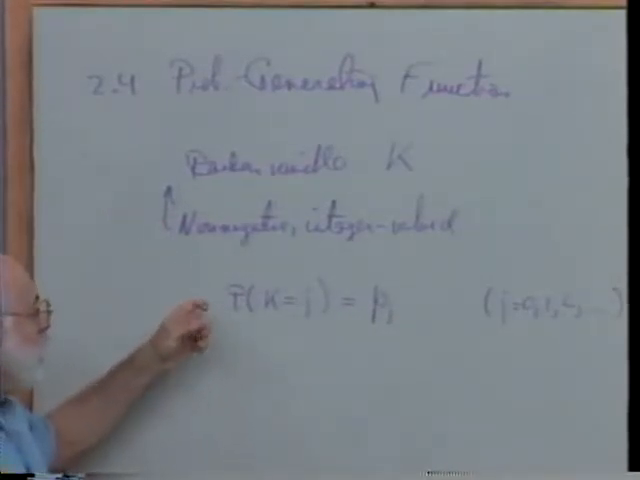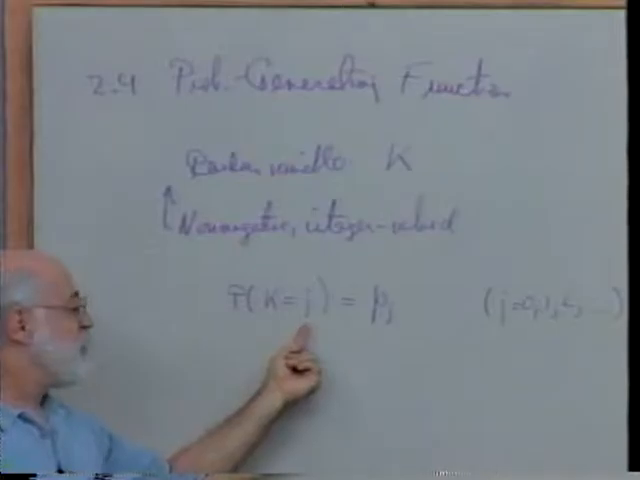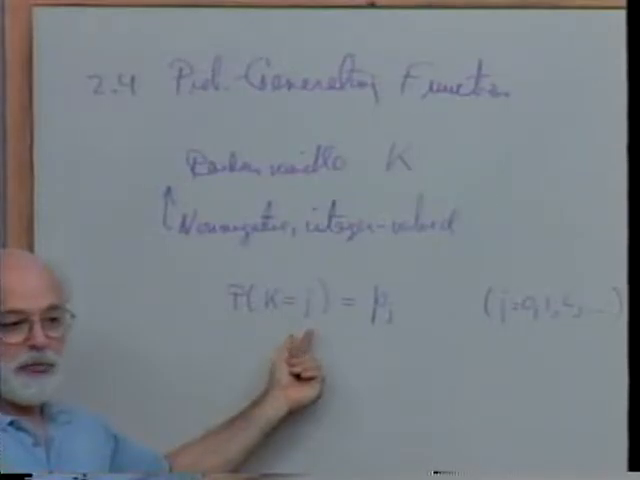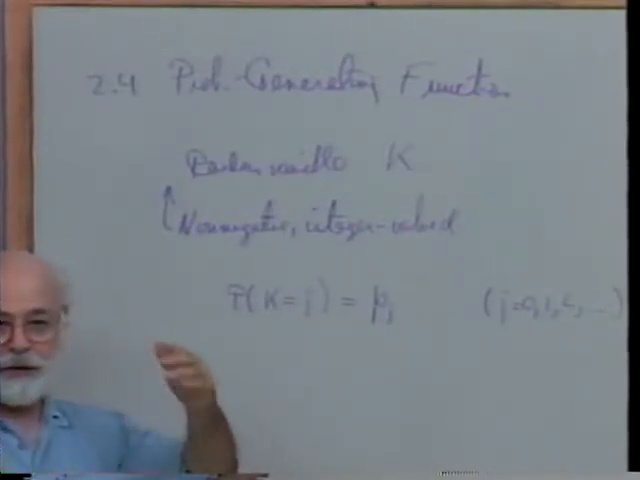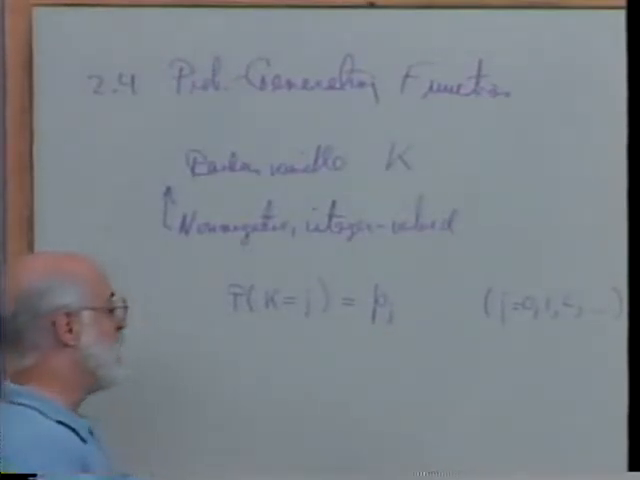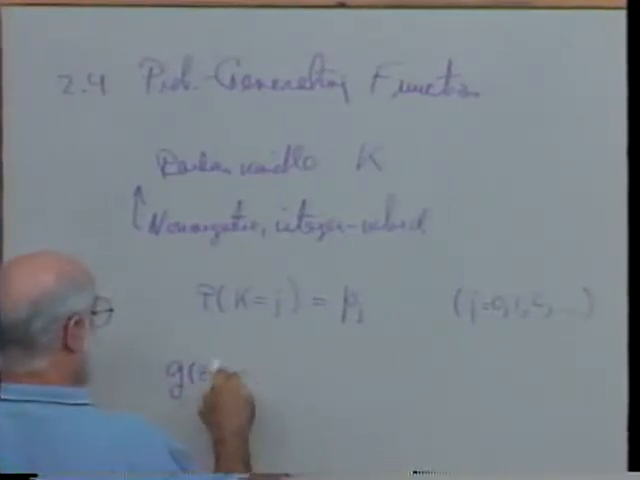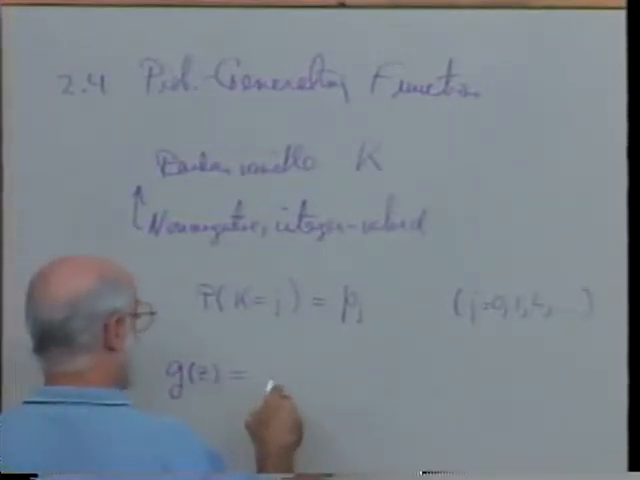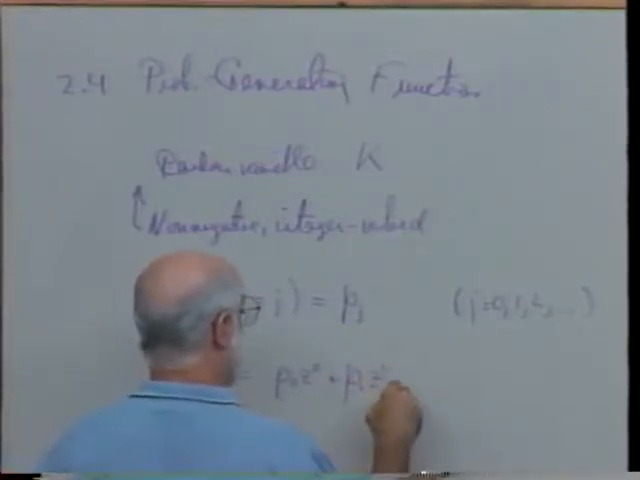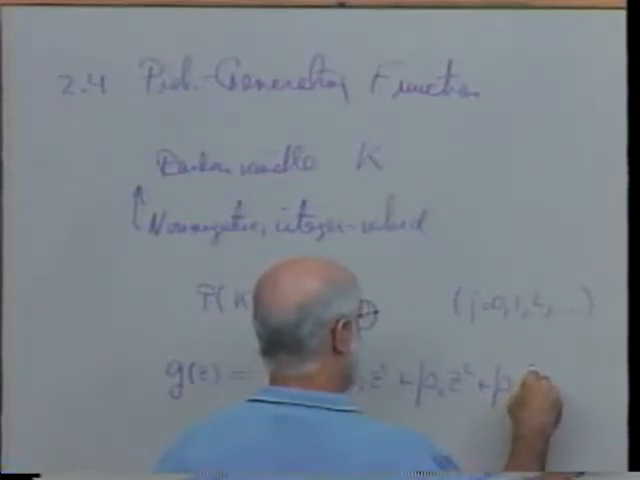Now in queuing theory, you're often interested in random variables that are non-negative integer valued, because the j, for example, typically represents the number of customers in the system. So we're going to simply talk about random variables that take on the values 0, 1, 2, 3 with these probabilities. And then we can define the probability generating function as follows. I'll use the notation little g of z. And by definition, it's p0 z to the 0 plus p1 z to the 1 plus p2 z squared plus p3 z cubed, and so on.